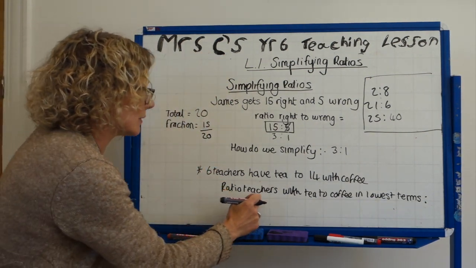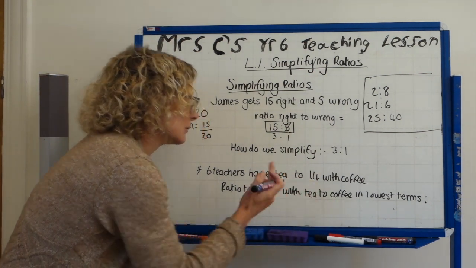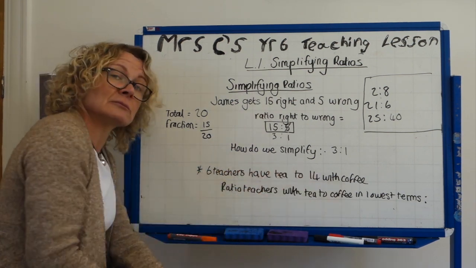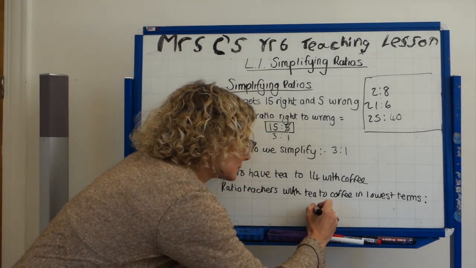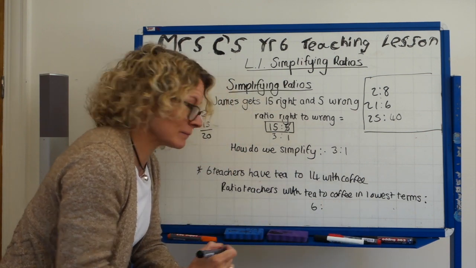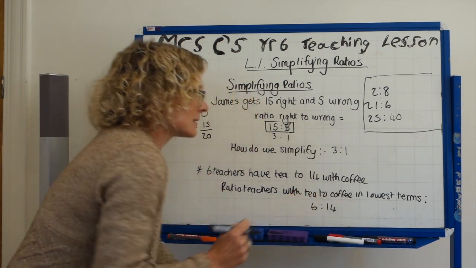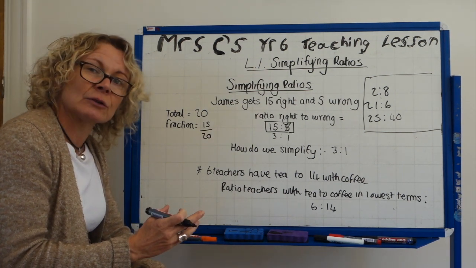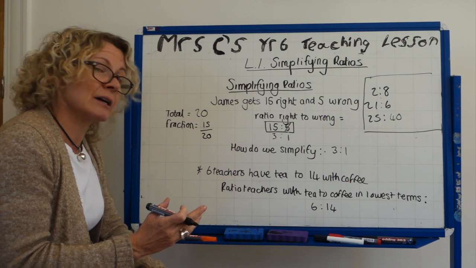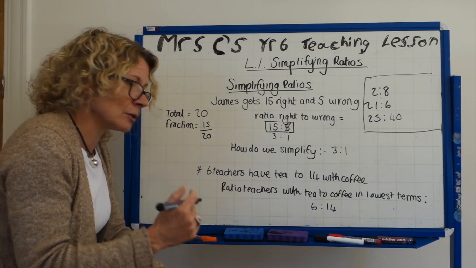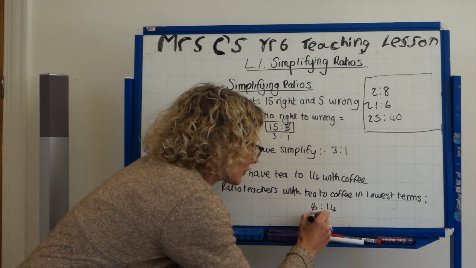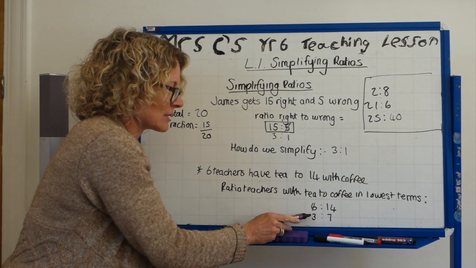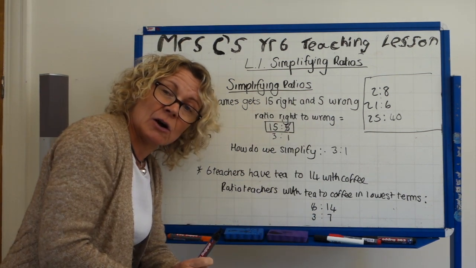Right, so ratio of tea to coffee, we've got, well, you do it. 6 to... Done it? 6 to 14, hopefully you got that. Right, you can see easily they are both even numbers, so you're going to be able to divide that by 2, of course. So let's half that, and let's half that. So for every 3 teachers having tea, there are 7 having coffee.